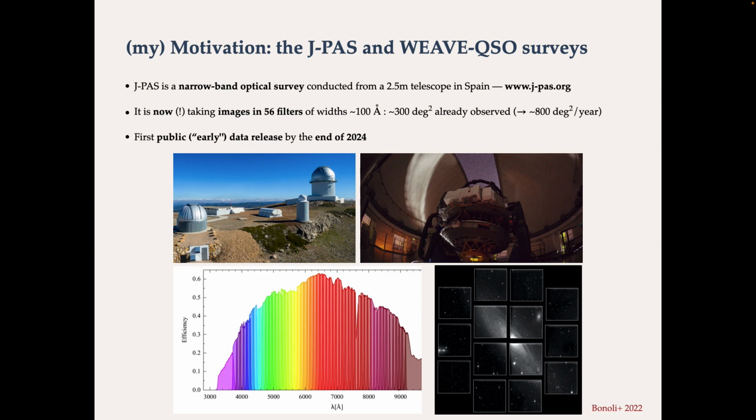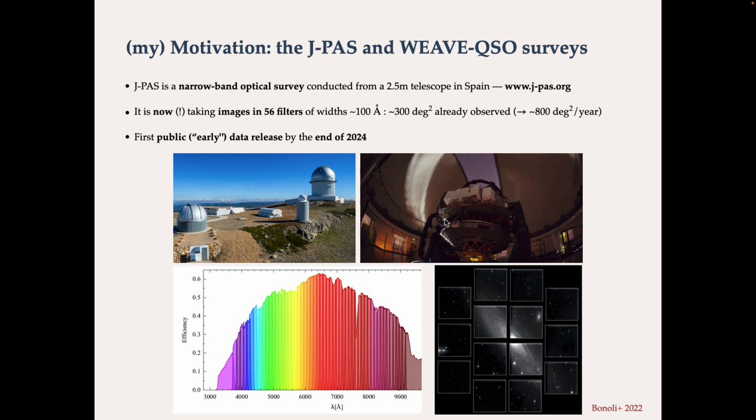JPAS is a narrowband optical survey, which is being conducted from a telescope in Spain. It has 2.5 meters. It's dedicated to the survey, and it's now taking images of the sky using 56 narrowband filters. Each filter has a width of about 100 angstroms, and we already have about 300 square degrees observed, and we are aiming at a speed of about 800 square degrees per year on this survey. The first public or early data release should be by the end of this year, in 2024.